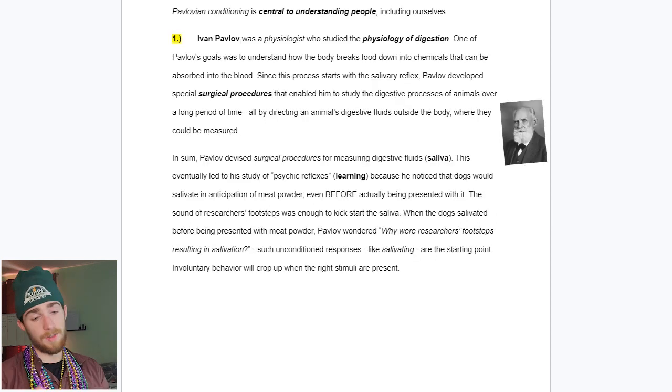What Pavlov essentially did here was he devised surgical procedures to measure digestive fluid, and this eventually led him to learn about what he called psychic reflexes, or learning, because he eventually noticed that dogs would salivate in anticipation of meat powder even before actually being presented with the stuff. Pavlov wondered why the researcher's footsteps resulted in salivating. Involuntary behavior will crop up when the right stimuli are presented. Now that's important. Classical conditioning involves involuntary behavior.